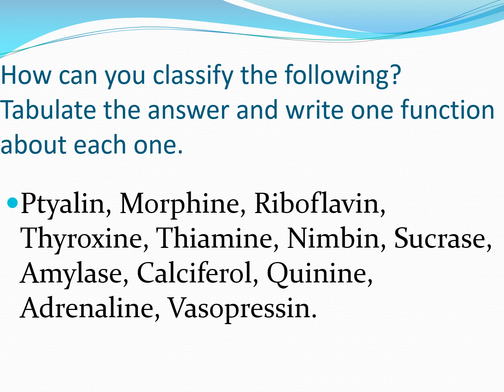Next, vitamins. Riboflavin, that is B2 vitamin that prevents glossitis. Next, thiamine. Thiamine is B1 vitamin that prevents beriberi. Next, calciferol. Calciferol is vitamin D that is responsible for development and strengthening of bones. Next, three alkaloids are mentioned here: morphine, nimbin and quinine. So morphine, it is a sedative drug, it is acting as a painkiller. Nimbin is an antiseptic and quinine is an anti-malarial drug.